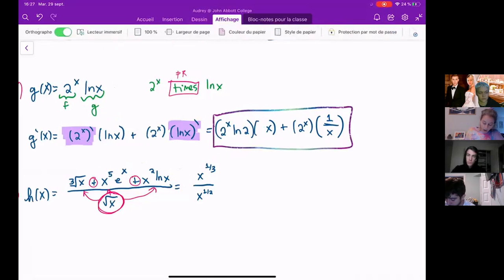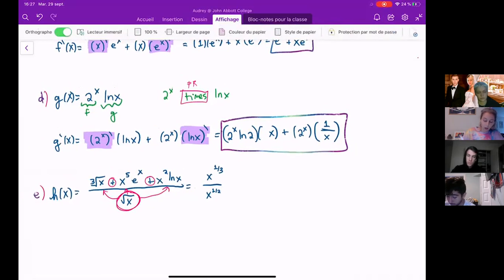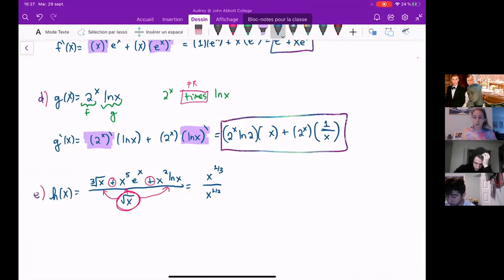Now I want you guys to be careful about this part. I only distribute to pluses, so that x to the 5th e to the x only gets 1 square root of x. I don't have a separate one for the x to the 5th and for the e to the x. It only gets 1. We're only separating at addition. So then this is plus x squared ln x over x to the 1/2.